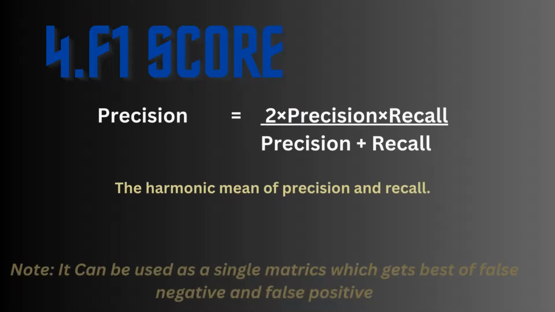The next metric is F1 score. F1 score is the harmonic mean of precision and recall and is often used as a single metric that balances both false positives and false negatives. It is particularly useful in scenarios where achieving a balance between precision and recall is important.